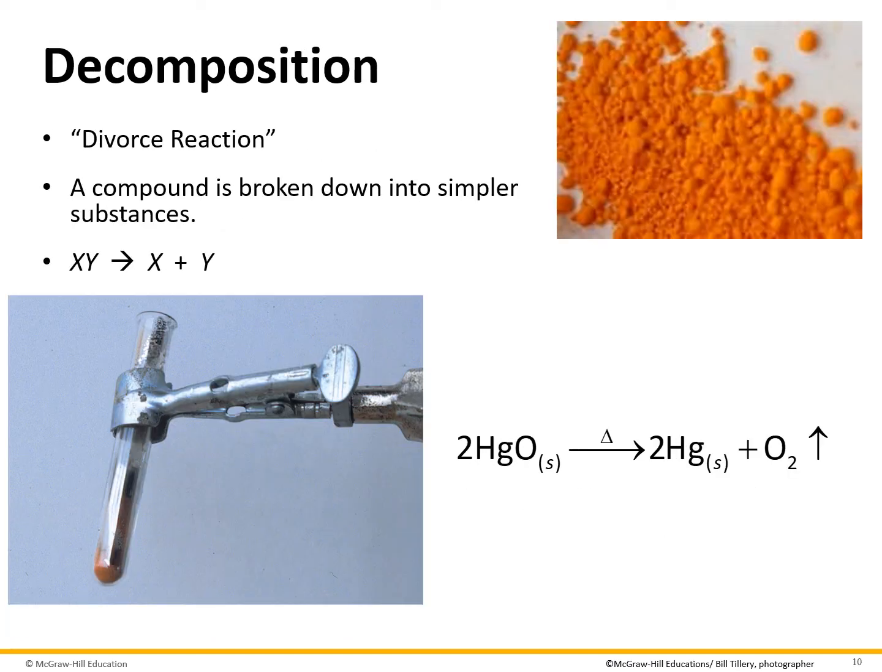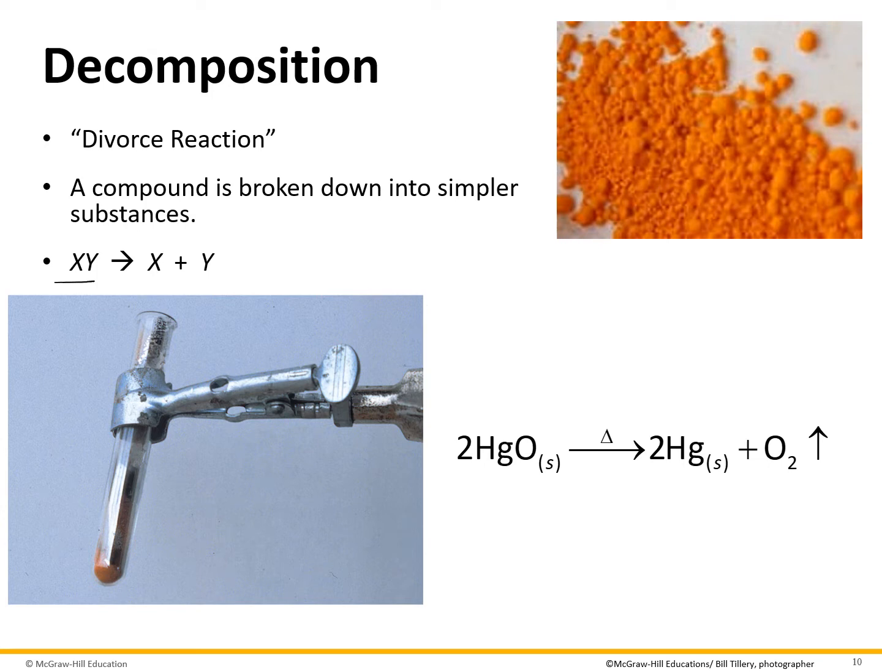Next up, we have the opposite of the synthesis/combination reaction. This is known as a decomposition reaction, all right? Think of this as the divorce or the breakup reaction. Instead of having x plus y yields xy, you have a compound of xy chemically bound together, and you're breaking the bonds between them to form x plus y, okay? It's the breaking down of a complex compound into simpler compounds, or their bare elements.